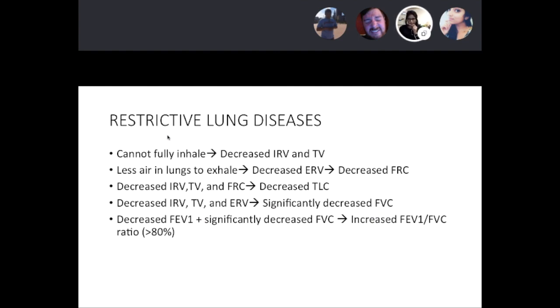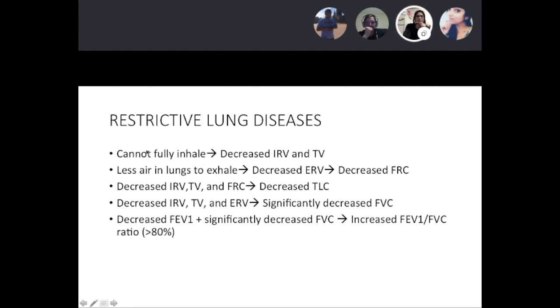Fibrosis. Pulmonary fibrosis, yes, exactly. Anything else that you can think of? Sarcoidosis. Yep, sarcoidosis. Pneumoconiosis. Exactly, pneumoconiosis, right. Okay, so moving on, like I said, there's less air in the lungs for the patient to exhale since they really can't fully inhale anything.